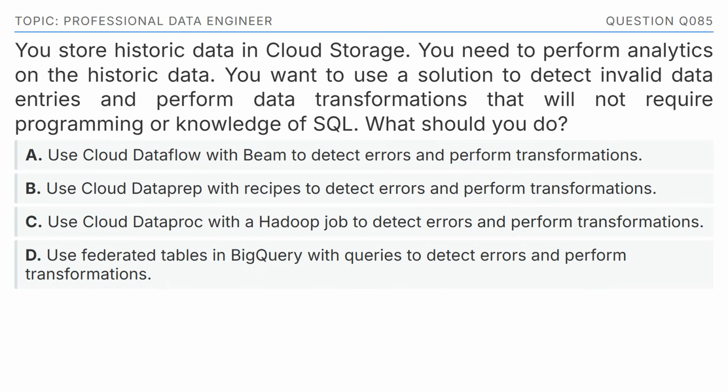The options are: Option A, use Cloud Dataflow with Beam to detect errors and perform transformations. Option B, use Cloud Dataprep with recipes to detect errors and perform transformations. Option C, use Cloud Dataproc with a Hadoop job to detect errors and perform transformations. Option D, use federated tables in BigQuery with queries to detect errors and perform transformations.